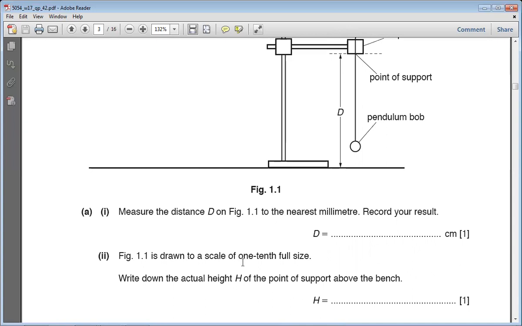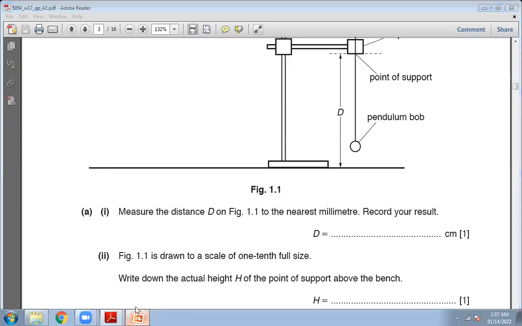Figure 1.1 is drawn to a scale of 1/10 full size. Write down the actual height h of the point of support above the bench. So 1/10 means if something is 1 centimeter long on this diagram, in actual it is 10 centimeter long. So that's the scale, 1/10 full size. So here you have to tell the actual height. Whatever is the value here, just multiply it with 10 and you will get that answer, and the unit will be centimeter. So let me show you my work.